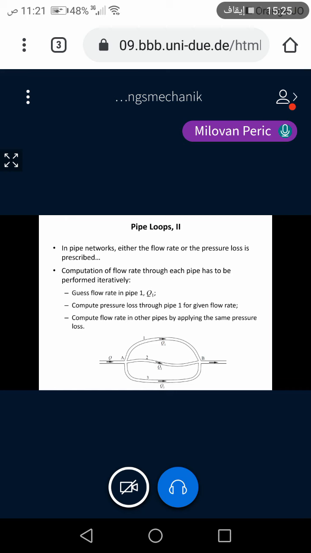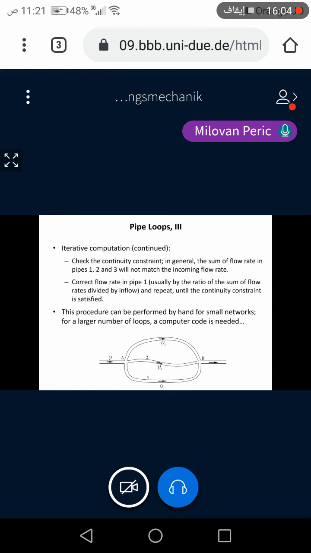Now you know that the same pressure loss must apply to pipes 2 and 3. And for pipes 2 and 3, you will now take the pressure losses given and compute the flow rates. And now you get flow rates Q1, Q2, Q3, and they don't add up to Q. Now you have to make a correction to the Q1 that you first estimated as 1/3, and then repeat this procedure. And if the procedure is designed properly, it will converge. It means you will get at the end a situation where the changes to flow rates will be minimal and everything will be satisfied.